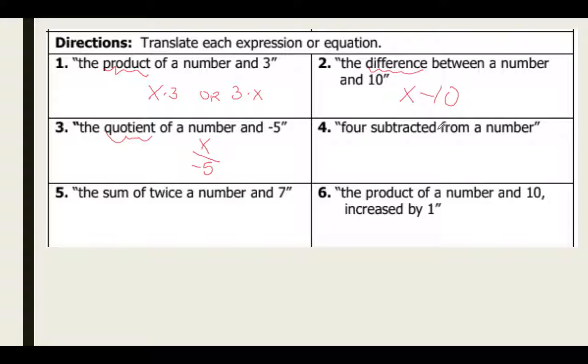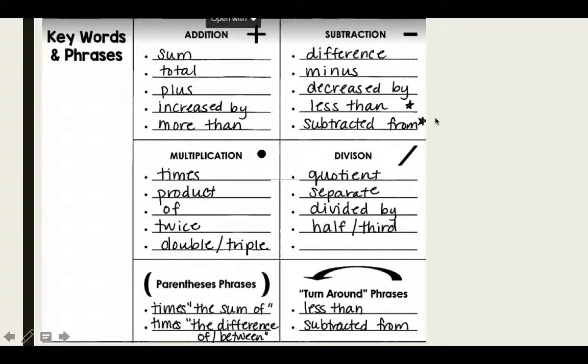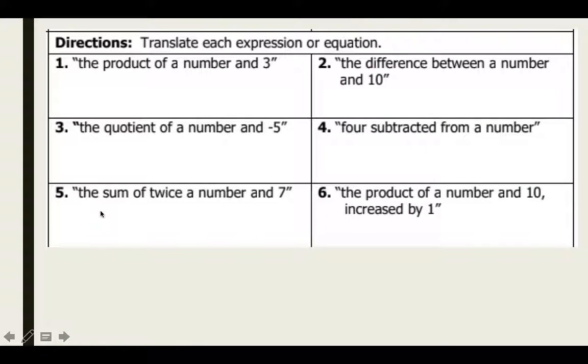4 subtracted from a number. Again, subtracted from, so 4 doesn't go first. The number goes first. Turnaround phrase: 4 subtracted from x, so x minus 4. Okay, a little bit harder. The sum of twice a number and 7: 2 times a number, and 7, the sum together.